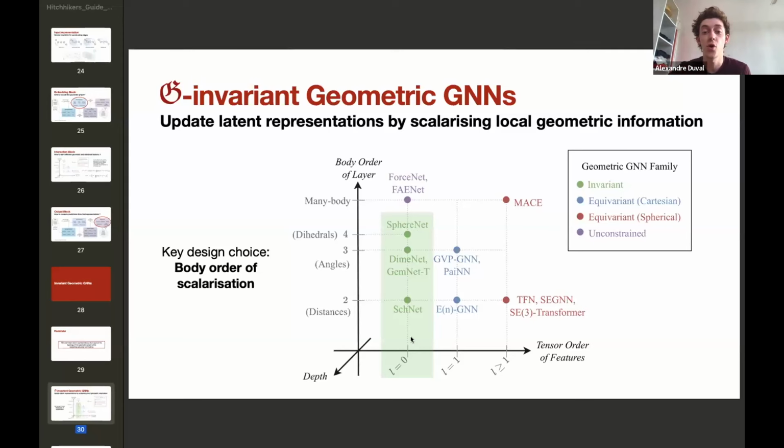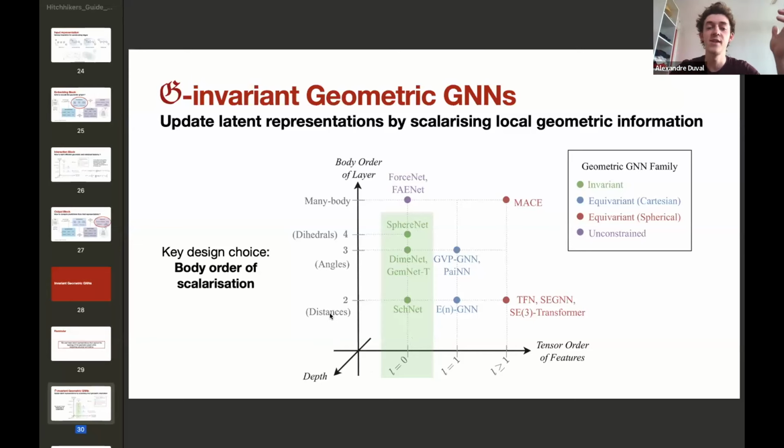As you can see, it corresponds to the green methods on this figure, the invariant models. They all have tensor order 0, which means that they all have scalar embeddings. And the key design choice lies in the body order of the scalarization, meaning how do you compute these scalar quantities from the geometric structure?